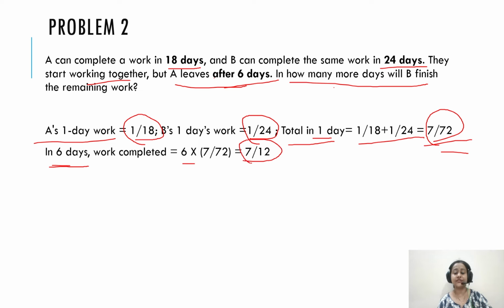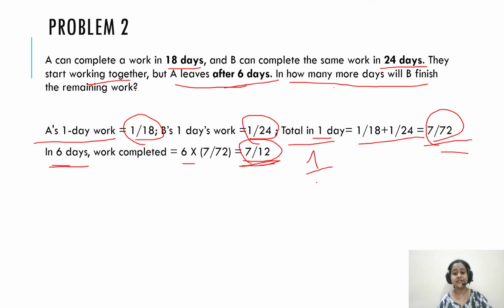So in 6 days, by working together, they can complete 7 by 12 of the whole work. We know that the whole work is nothing but 1. Now, in 6 days this much work is completed, and after 6 days, A left. So the remaining work will be completed by B. So what is the remaining work?